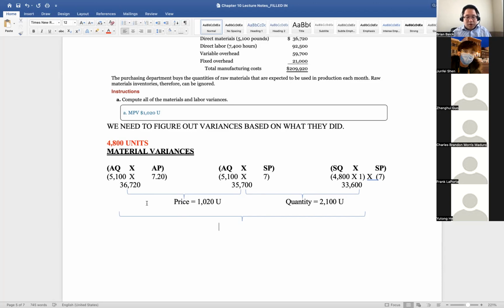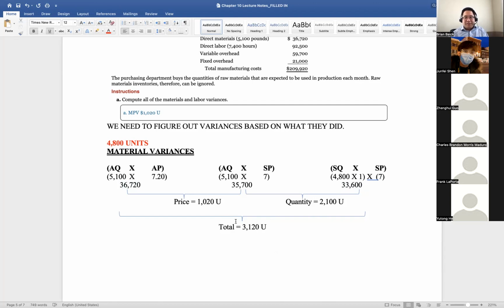Okay, and then let's do it one more time. We're going to take 36,720 minus 33,600. Okay, and then we get 3,120. This is called the total variance. This is 3,120. Positive number, unfavorable.